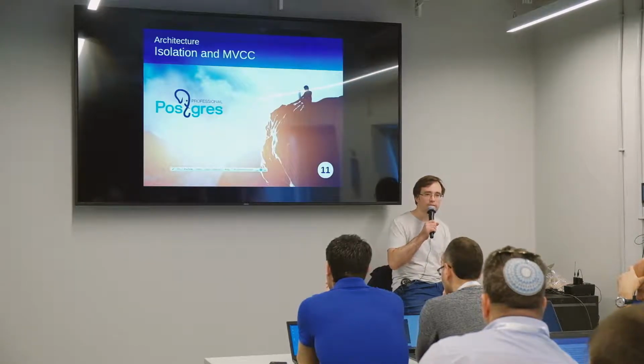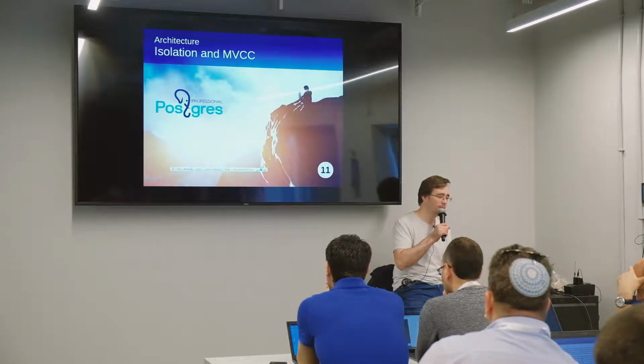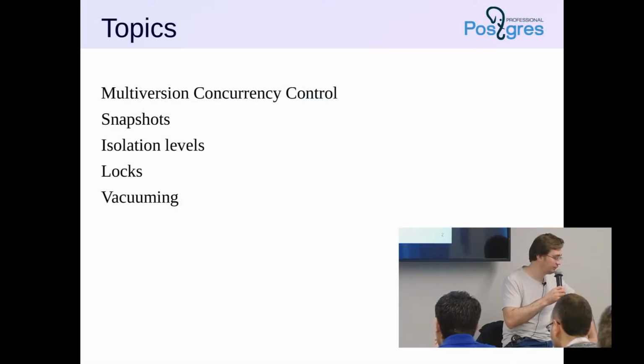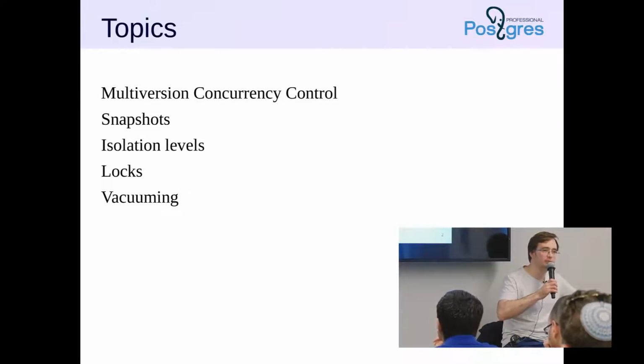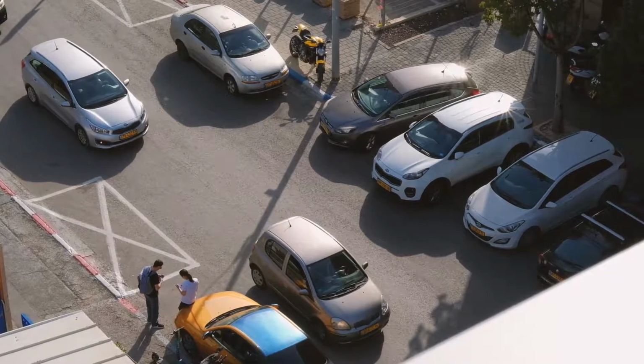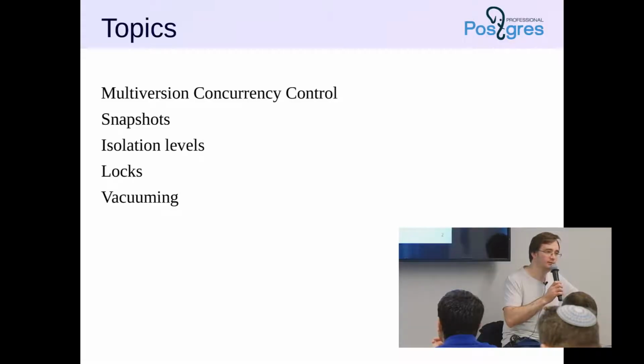Now we'll talk about isolation and multi-version concurrency control. We will see what it is. We'll talk about snapshots and how isolation levels are implemented in Postgres. We'll talk about locking and about vacuum.